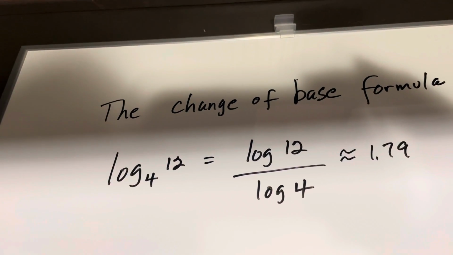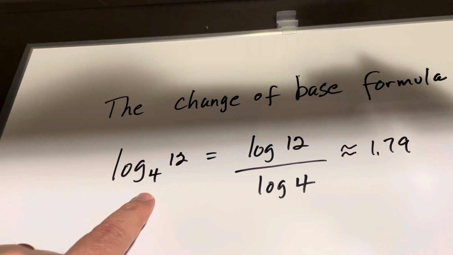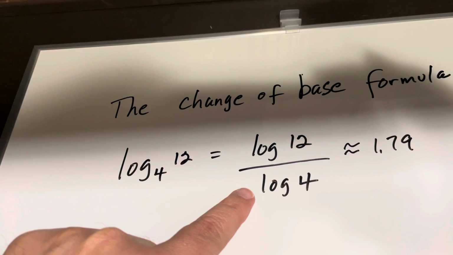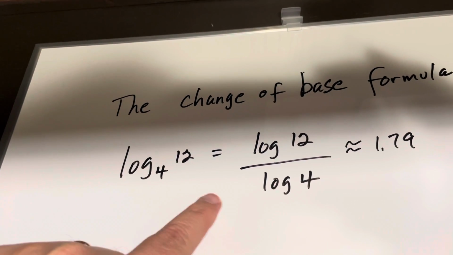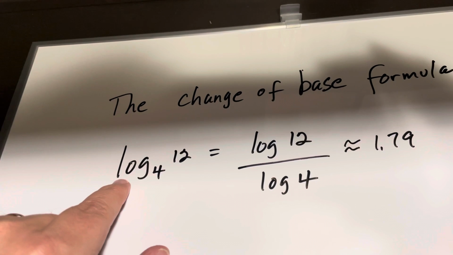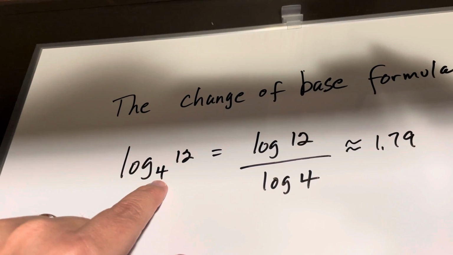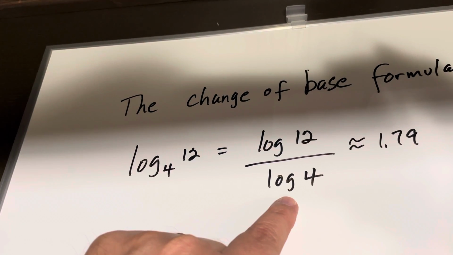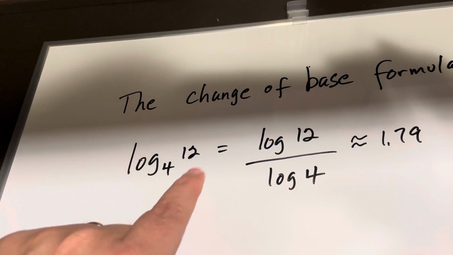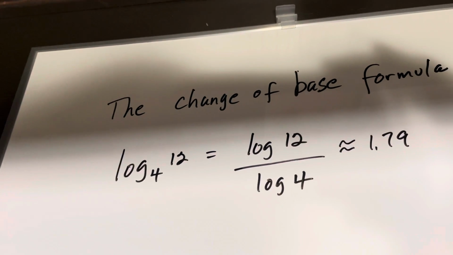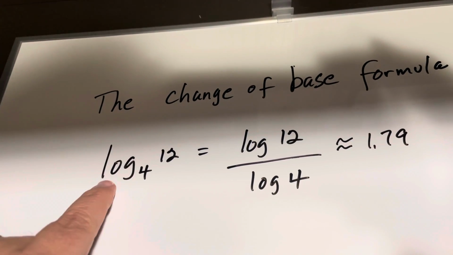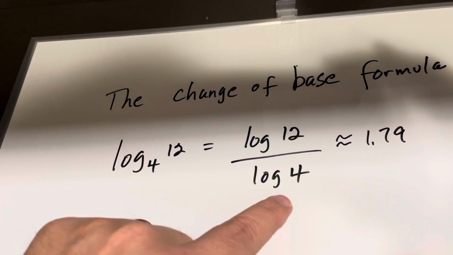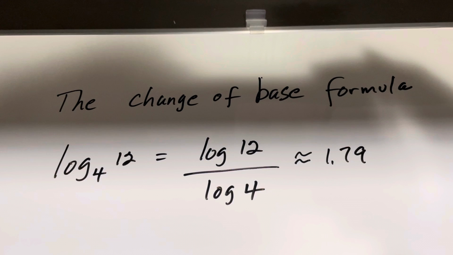So the change of base formula says, hey, if I have something log base 4, so log base 4 of 12, I could write that as the log of 12 divided by the log of 4. The way you do that is, instead of base 4, you write log of 4 base 10, and have the log of 12 base 10 on top, like that. So it's the log of this number on top and the log of that number on the bottom. That's the change of base formula.